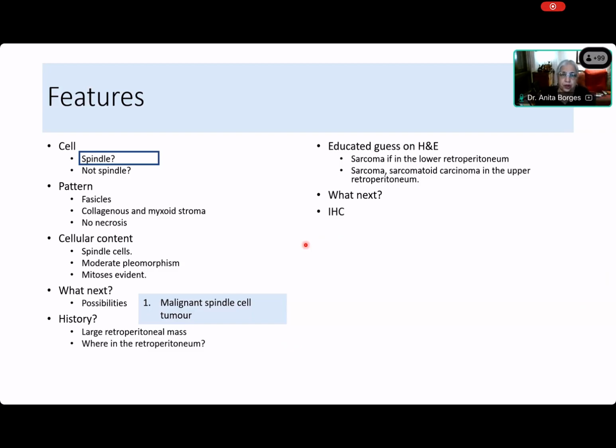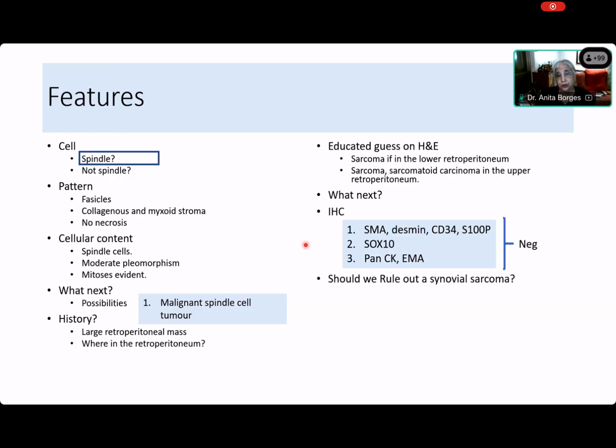Okay, so we have to do immunohistochemistry. So we do SMA, desmin, CD34, S100, SOX10, pan-CK, EMA, and they were all negative. Okay, so they're negative. Now what do we do? Is there anything that we can do? Should we rule out a synovial sarcoma? There's no necrosis. There are mitoses. And the answer is no. This is pleomorphic. It can never be a synovial sarcoma. Synovial sarcomas are never pleomorphic, necrotic, or mitotically active. So that's not a synovial sarcoma.